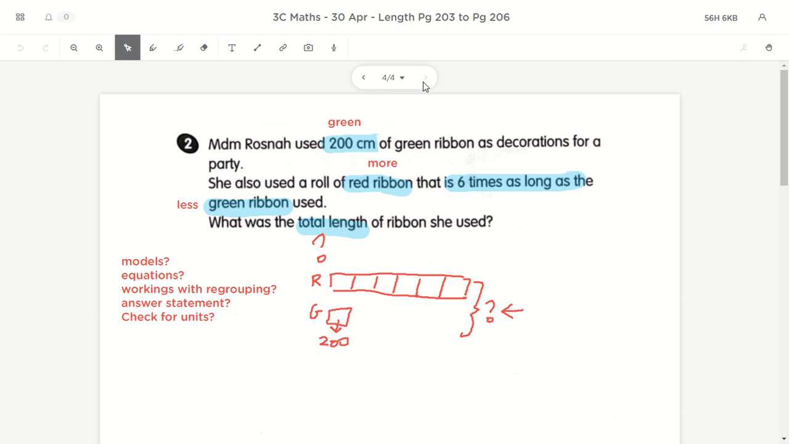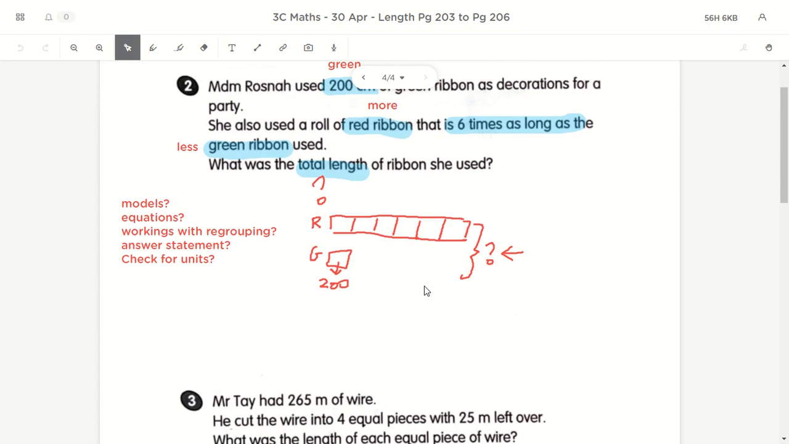So for question 2, Madam Rosna used 200 cm of green ribbon. So green ribbon is here. She also used red ribbon, which is 6 times as long as the green ribbon. So red is 6 times as long as the green ribbon. Red is more. That's why red is longer, and green is shorter. And how many times more? 6 times. So 1, 2, 3, 4, 5, 6. Red is 6 units, green is 1 unit, and green I know is 200.